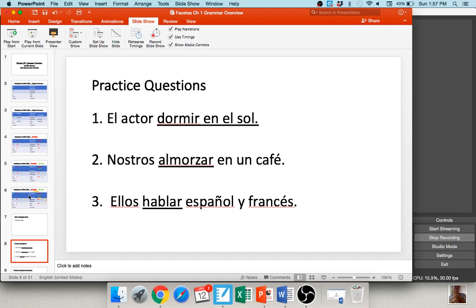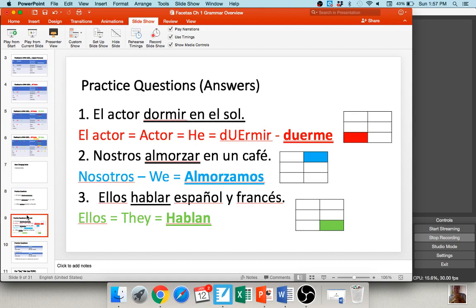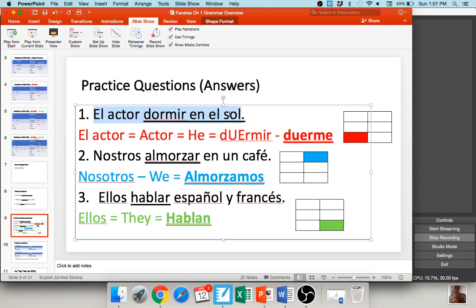Okay, now that you've had a second to pause, hopefully you can see, as we look at these, number one, el actor dormir en el sol. We're saying that the actor sleeps in the sun. We know that the actor, el actor, would be he. Dormir has a stem change from O to UE, which provides us with duermir. We then will chop off our IR. Because we're talking about the actor or he, we're going to use this bottom left box, and our ending should therefore be an E. So el actor duerme en el sol.